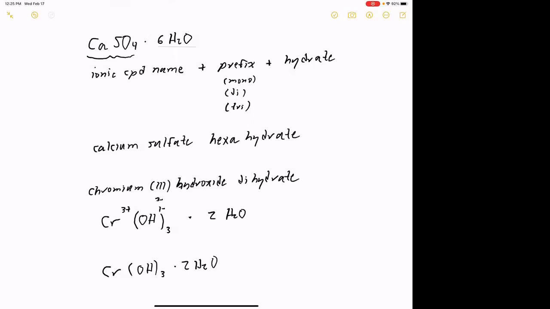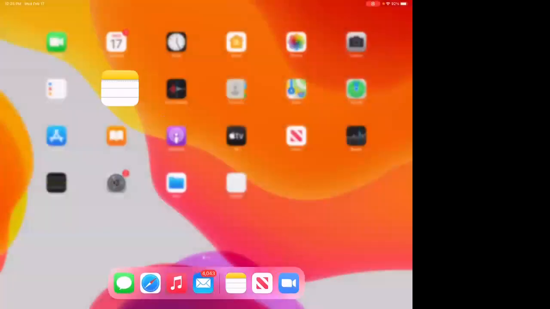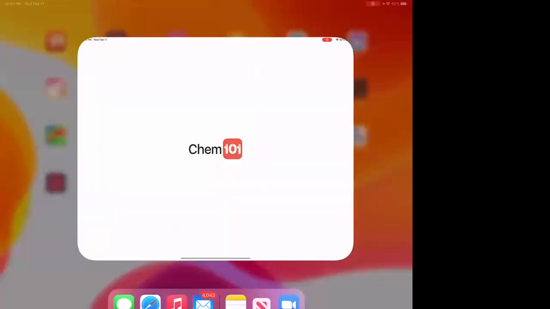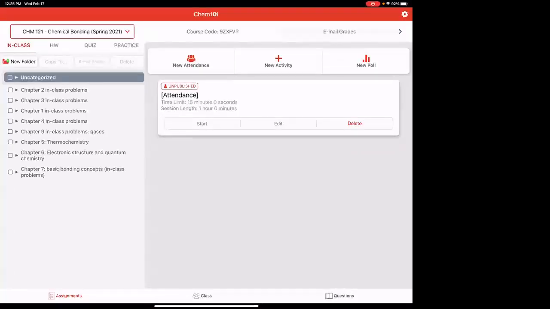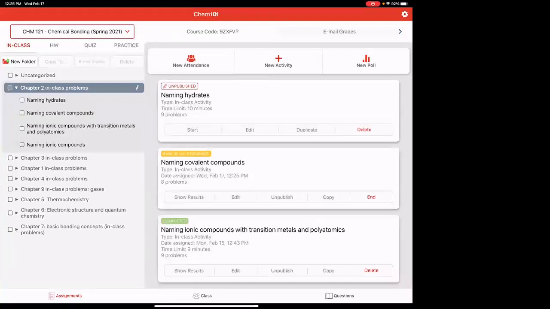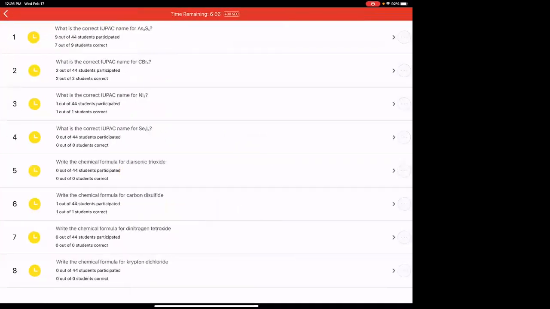And again, if any of these don't make sense, just ask. I think I'll pop over to Chem 101 here as well, so that way, if anybody wants to see what's on my screen, we can do that. Okay, and we're running in this one, so we can just take a look at those. There they are.